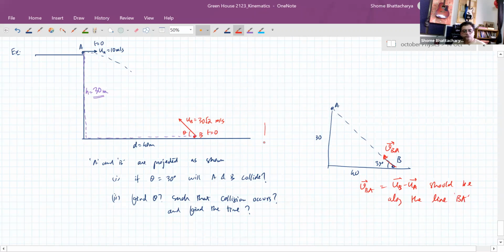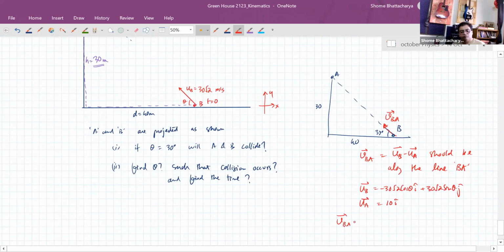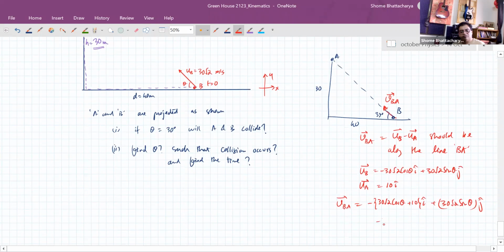Now you can see that if you take your XY axis like this, the initial velocity of B is 30√2 with a minus sign cos theta i cap plus 30√2 sin theta j cap. And the initial velocity of A is 10 i cap. So the velocity of B with respect to A should become the difference of these two. So it will become minus of 30√2 cos theta plus 10, and plus 30√2 sin theta j cap. So it's basically some minus Vx i cap plus Vy j cap. This is that relative velocity.